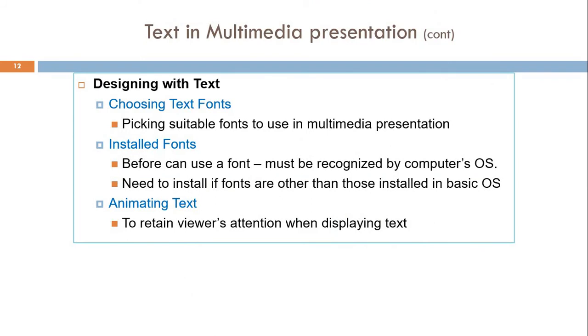These are a few techniques to design the text for multimedia presentation. First, choosing the fonts. Designers must pick the suitable fonts to use in multimedia presentation. Next, installed fonts. Before the font can be used, it must be recognized by the computer's operating system. The font needs to be installed if fonts are other than those already installed in the basic OS. Third, sometimes animating text is needed to retain viewers' attention when displaying text on the screen.